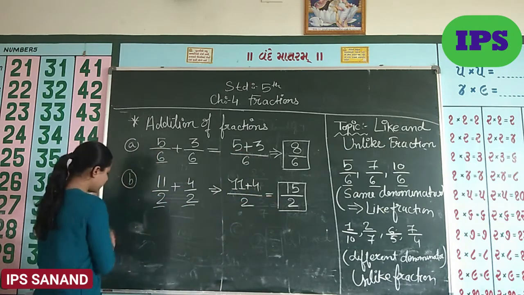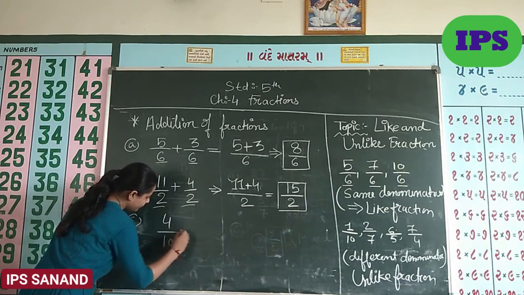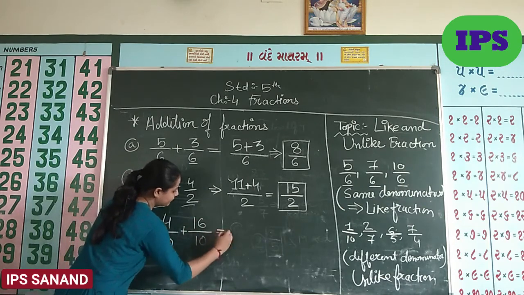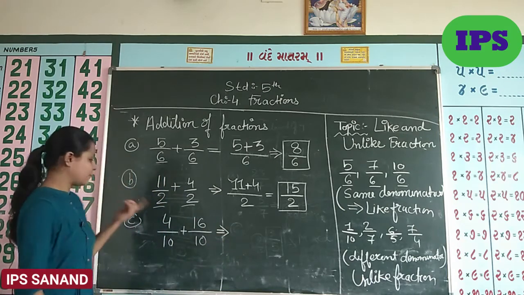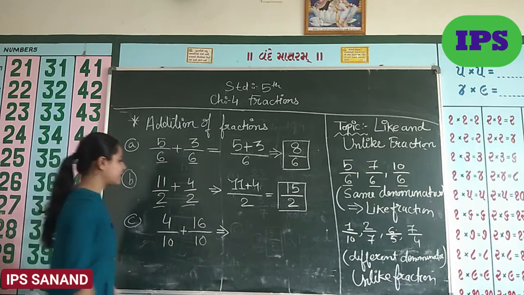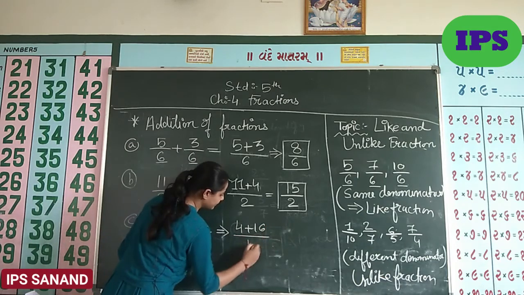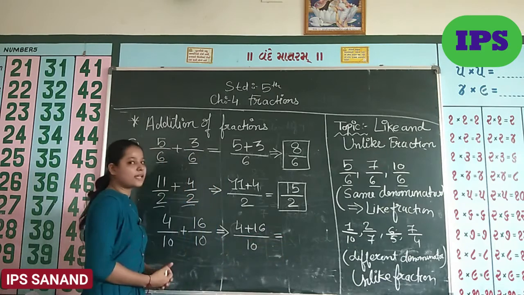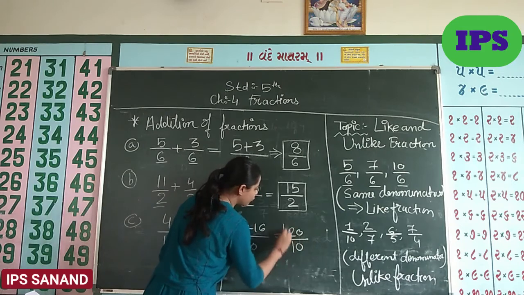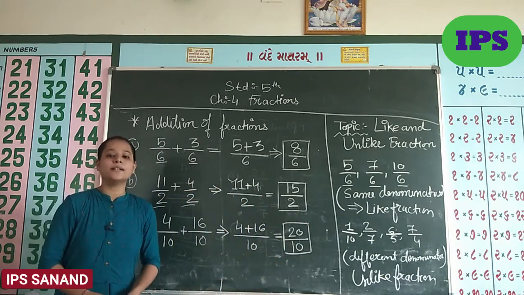ओके, नाउ थर्ड क्वेश्चन. सो 4 by 10 plus 16 upon 10. डिनोमिनेटर्स आर सेम, क्या करेंगे हम लोग? 16 plus 4 will be 20 and the denominator will be the same. So my answer is 20 upon 10.